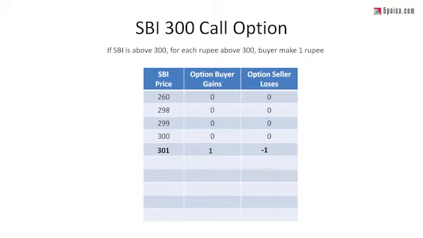If it becomes above a number, if something happens, the option seller loses, option buyer gains. If it's at 302, the buyer gains 2, the seller loses 2. At 303, buyer makes 3, seller loses 3, and so on and so forth. And if it goes to 360, big move, buyer makes a lot of money, seller loses a lot of money. Just like a hospital bill, big move, LIC loses money, you gain money.